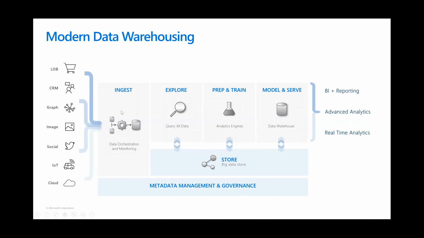So modern data warehousing, this is more graphical. This shows how your data could be coming from multiple types of sources. It gets ingested. There should be a data orchestration and monitoring service to ingest the data. There should be a storage layer to handle the storage. There should be an exploration layer to explore what is coming in. This is also to do the development work. Next comes the build, prep, and train or the analytics layer, where you should have tools and services available, the analytic engines, to run analytics on your data. And then comes your modeling and serve layer, which typically is a data warehouse, and that becomes the source for reporting into the BI, advanced analytics, and real-time analytics dashboards. Everything is built on the foundation of metadata management and governance.